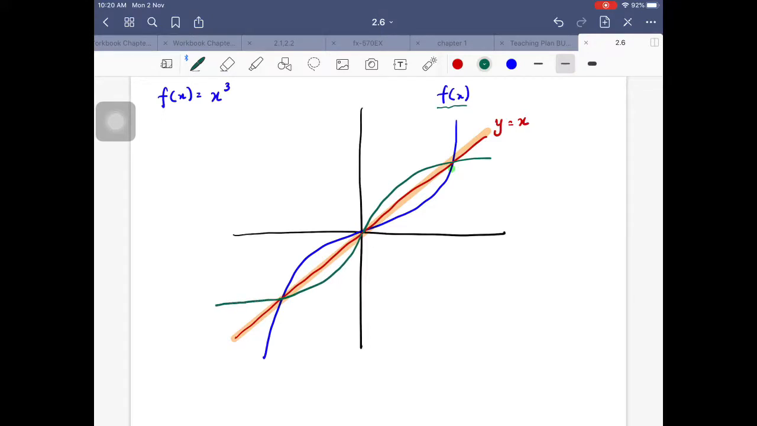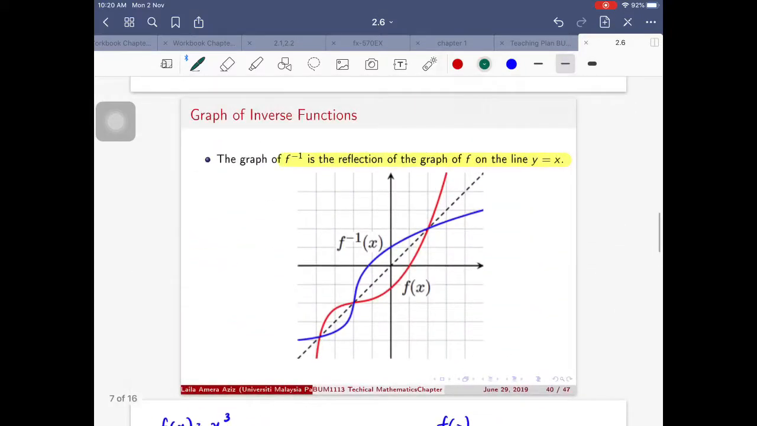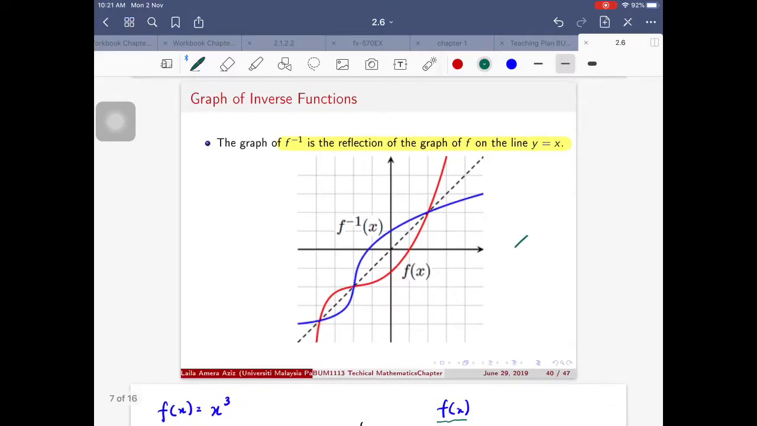The one in blue is my graph of f of x. The one in green is the graph of f inverse of x. All you have to do is reflect that on the y equals x function. That is how it's done. It's pretty much the same idea here as well. All you have to do is sketch the line y equals x and then start reflecting.